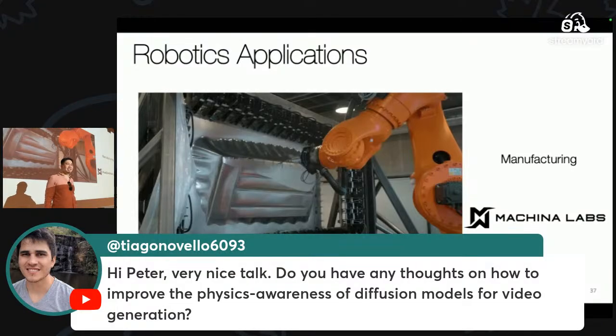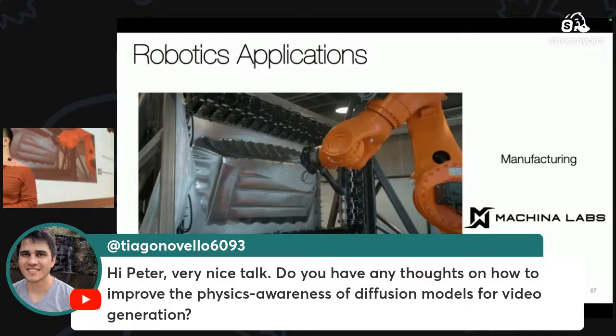Right. So we have a question from Thiago. He said it's a very nice talk, and asked if you have any thoughts on how to improve physics awareness using diffusion models for video generation. So the question was using physics awareness to improve diffusion models for video generation.